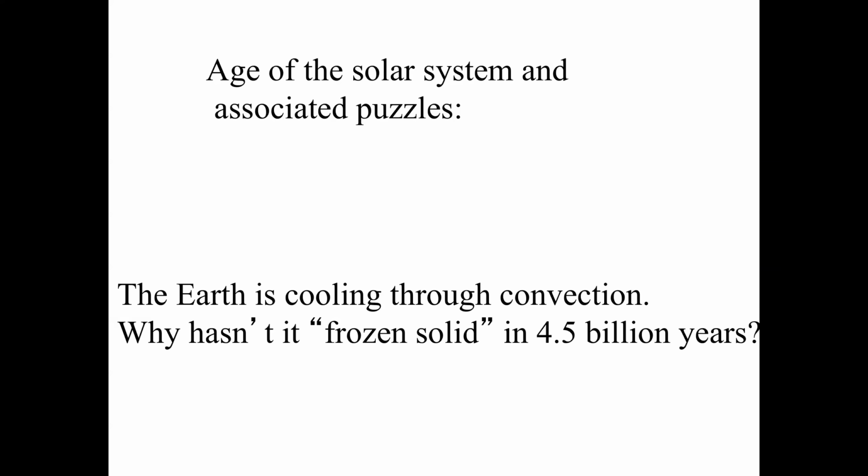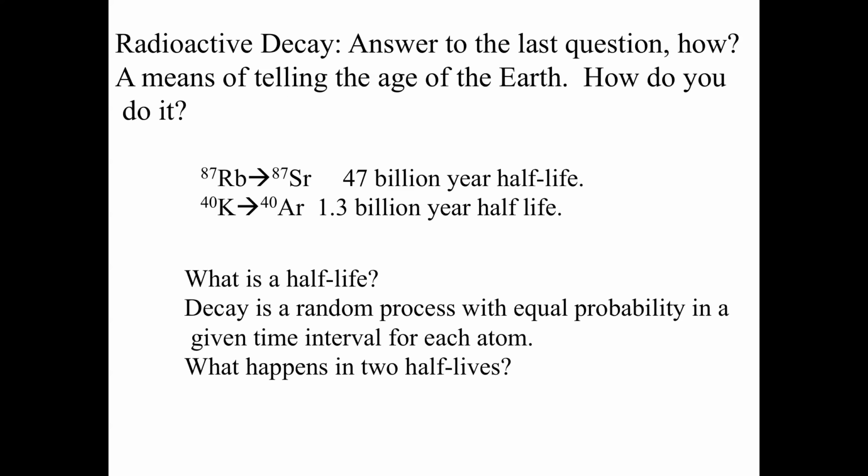The age of the solar system is something that we get from radioactive dating. But one of the questions we have is, why hasn't the Earth frozen solid in the last 4.5 billion years? And that has to do with the heavier elements that are decaying and producing radioactivity. This radioactivity keeps the inside of the Earth warm. It also provides a means of telling the age. So 2 particular decays, for example, rubidium-87 decaying to strontium-87 and potassium-40 decaying to argon-40, have half-lives that are bracketing the age of the Earth.